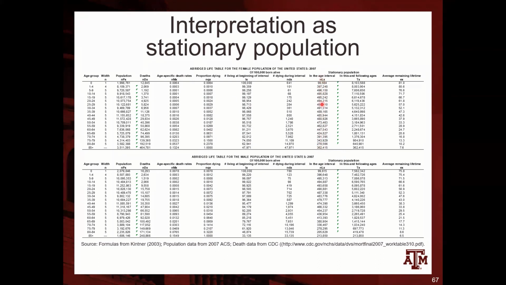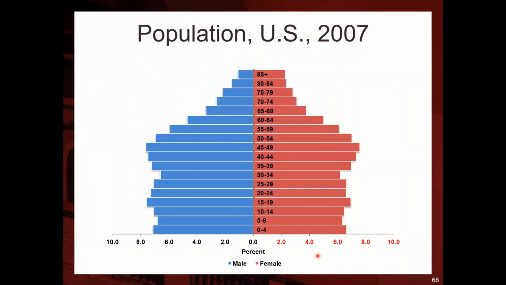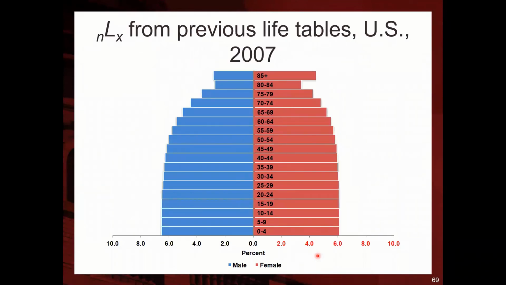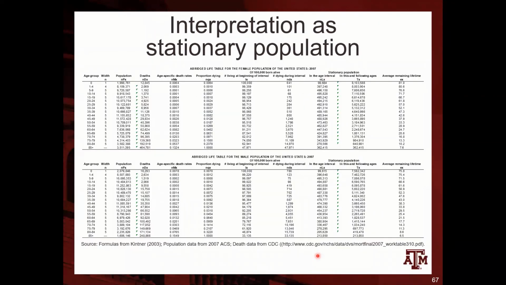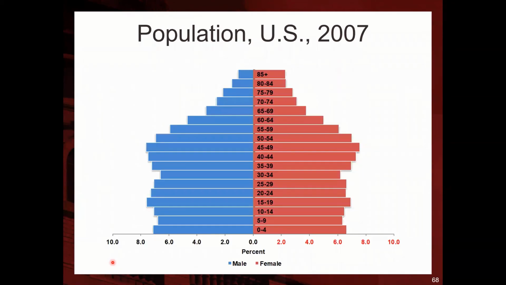We can get these numbers here, these two, translate them in percentage terms, and then we get this population. So what is exactly this? What is the real population in the US in 2007? Where do I get it from? From this column here, population by age and by sex. This column. If I get these two columns, translate them in percentage, I get this age-sex structure.